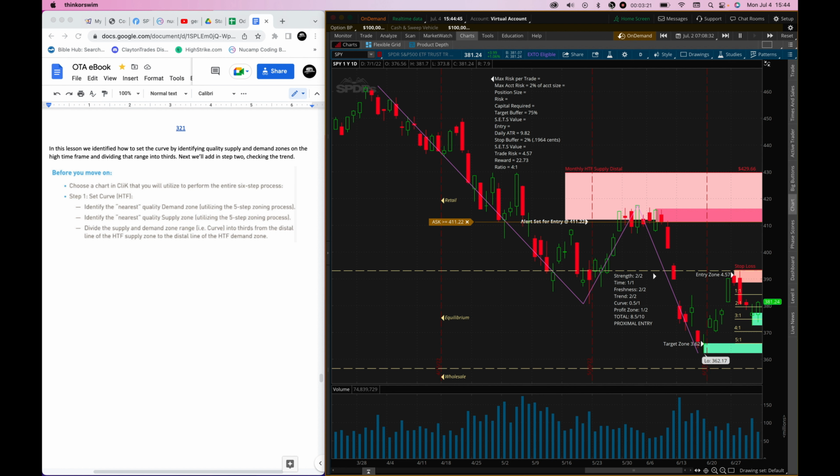And finally, divide the supply and demand zone range, which we refer to as the curve, into thirds, from the distal line of the high time frame supply zone to the distal line of the high time frame demand zone.